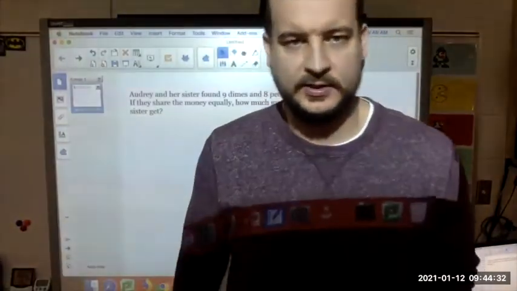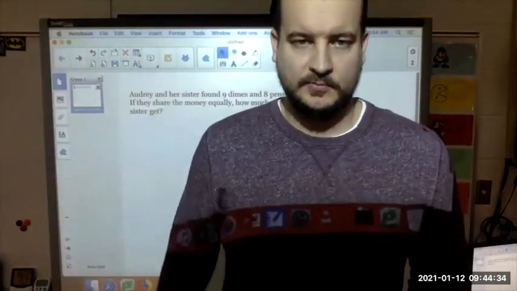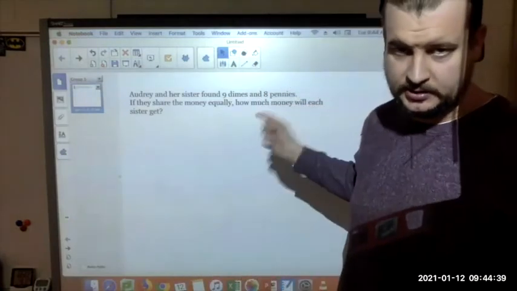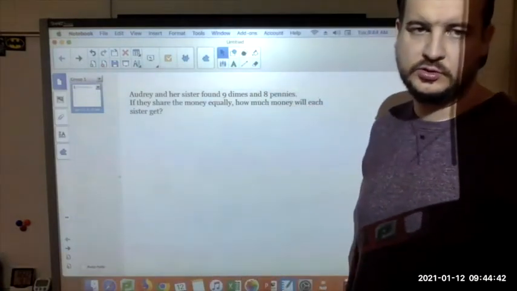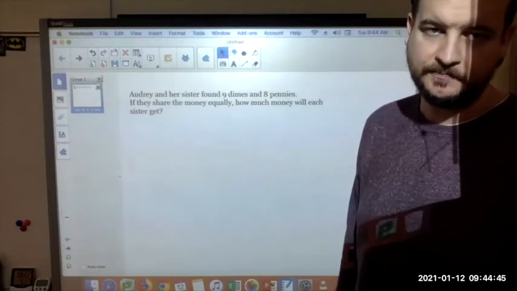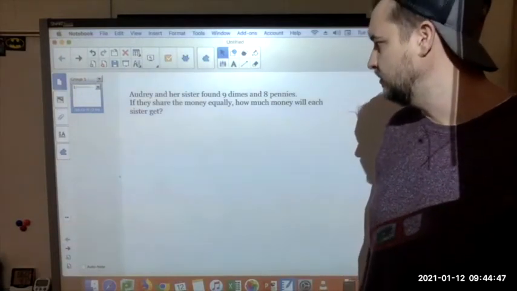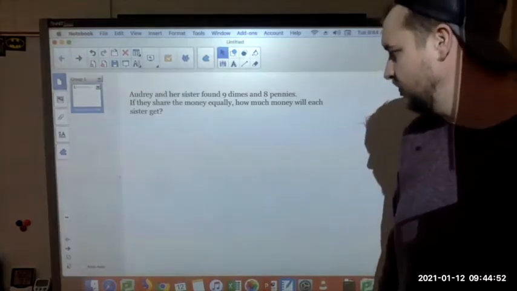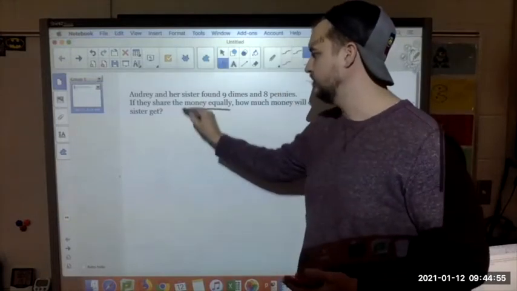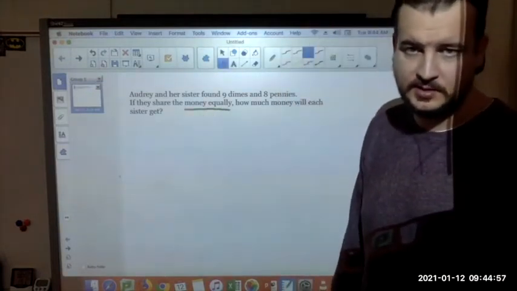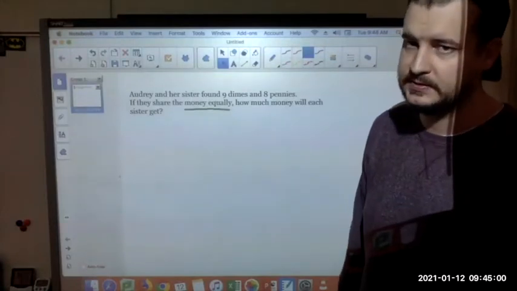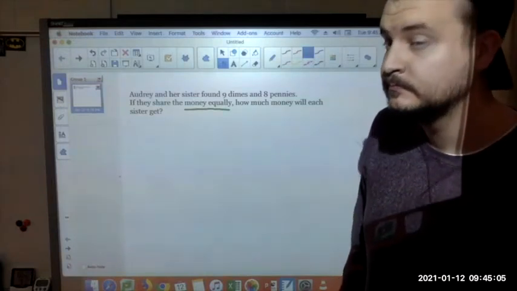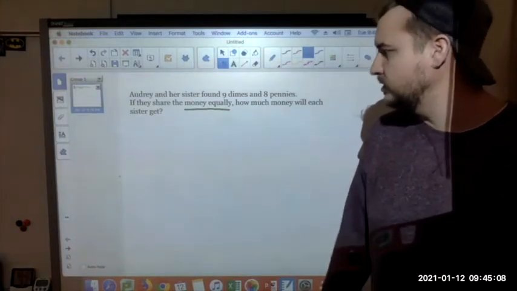It's now time for the application problem, or number talk, or whatever you want to call it. Basically, we're going to be looking at this problem right here. I want you to work this out on a piece of paper. Audrey and her sister found 9 dimes and 8 pennies. If they share the money equally, the key word is money. They didn't say the coin, so they could trade those coins in if they want. That's something you've got to realize. So how much money will each sister get?